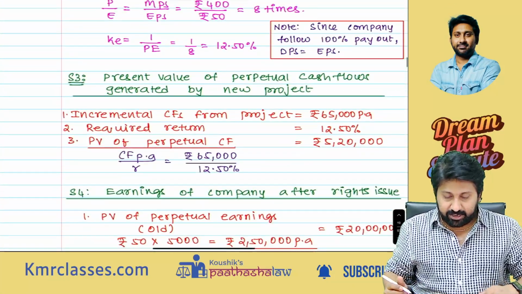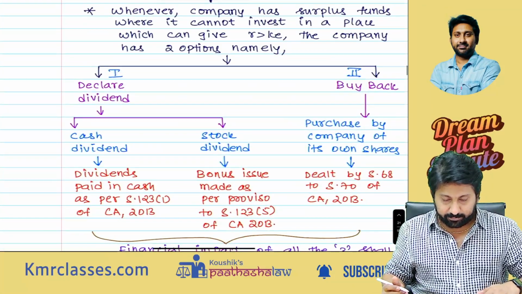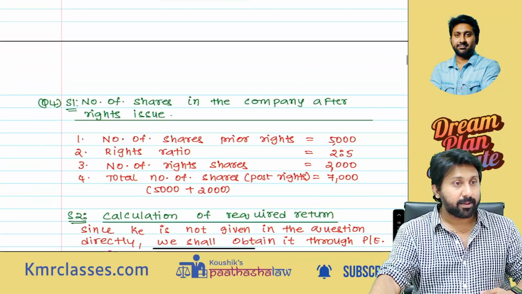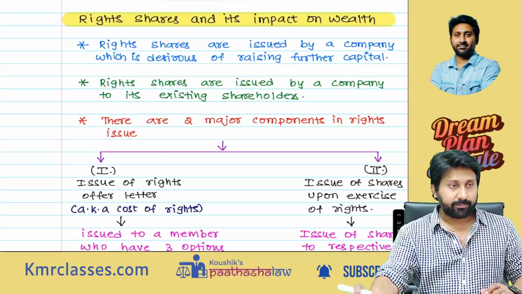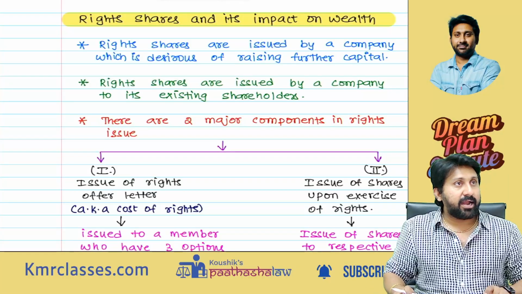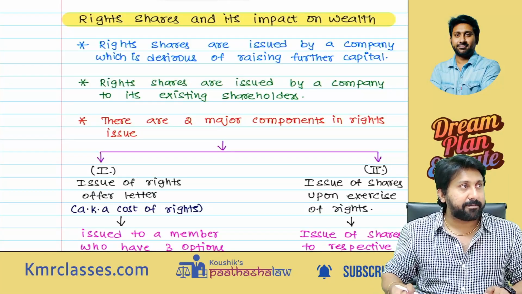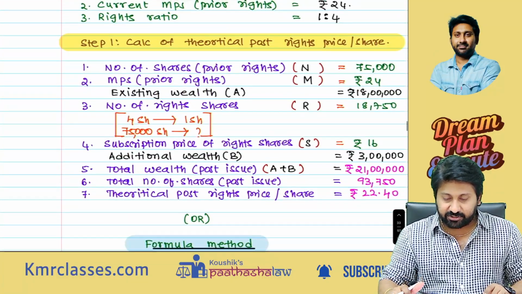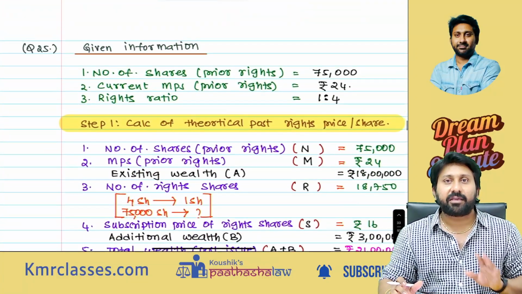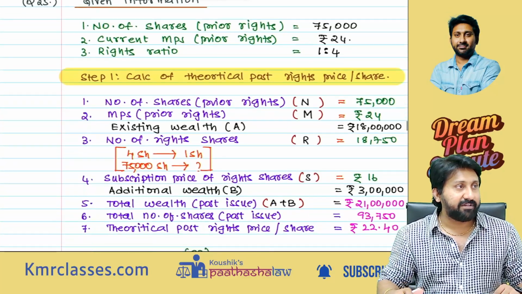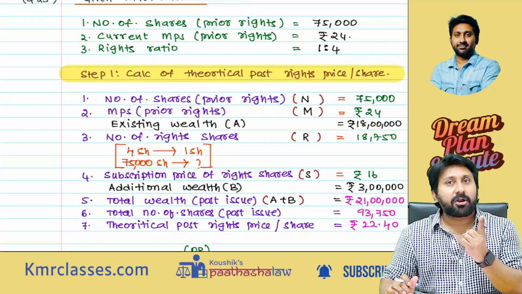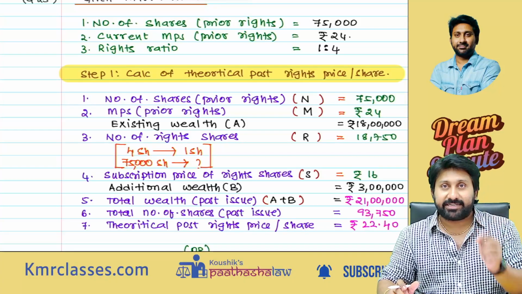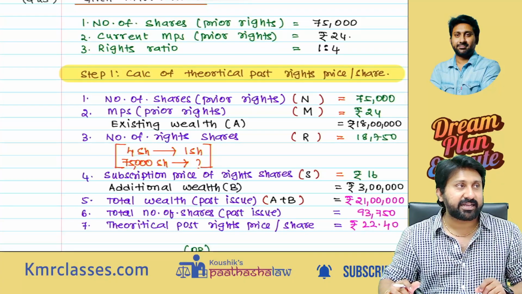Rights issue and its impact on wealth. Whenever a rights question is tested, they will give you some data. What data will they give you? They will give you the number of shares prior to rights, which means before the rights issue, how many shares are there?